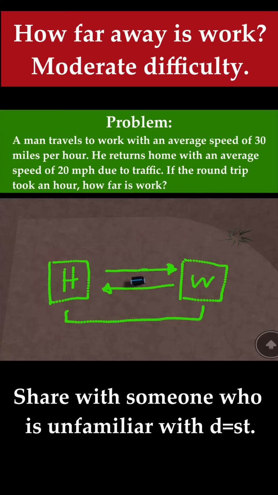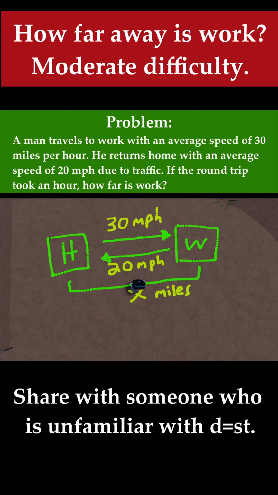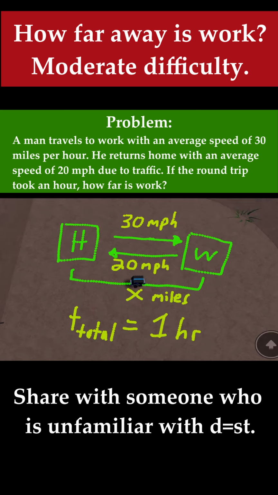And then we know one other piece of information. We know that the total time, I'll just call that t total, was just 1 hour. So on the way from home to work and work to home, if you add up the total time, it's just 1 hour. So let's see if we can use this to solve for how far apart work and home are. So here's what I'm going to do.